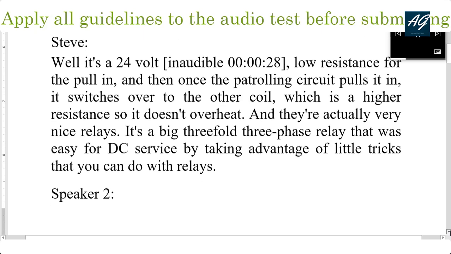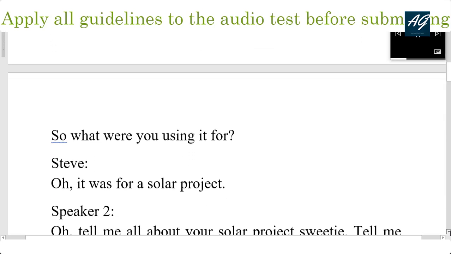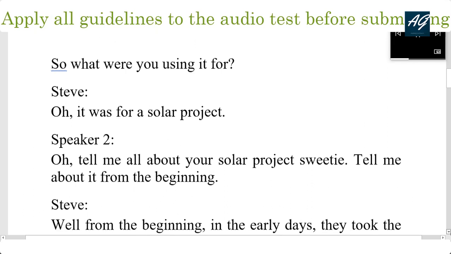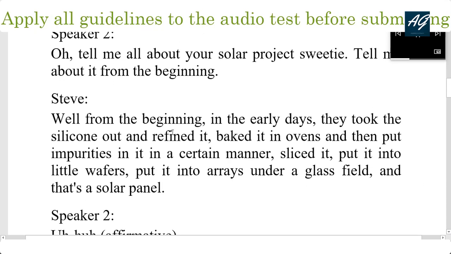So what were you using it for? Oh, it was for a solar project. Oh, tell me all about your solar project, sweetie. Tell me about it from the beginning. Oh, from the beginning. From the beginning, in the early days, they took silicon out, refined it, baked it in ovens, and then put impurities in it in a certain manner, sliced it, put it into little wafers, put it into arrays under a glass shield, and that's a solar panel.